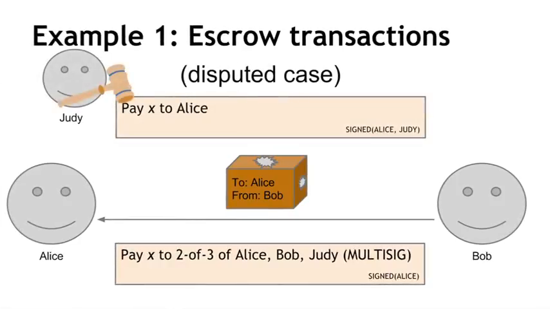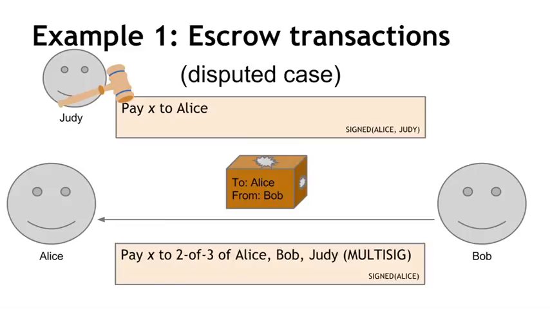So now we're going to have to get Judy involved. Judy's going to have to decide which of these 2 people was honest, which one doesn't deserve the money. And if Judy decides that Bob cheated, Judy will be willing to sign a transaction along with Alice, sending the money from escrow back to Alice. So Alice and Judy can get together. That's 2 of the 3 required signatures, and Alice can get her money back.